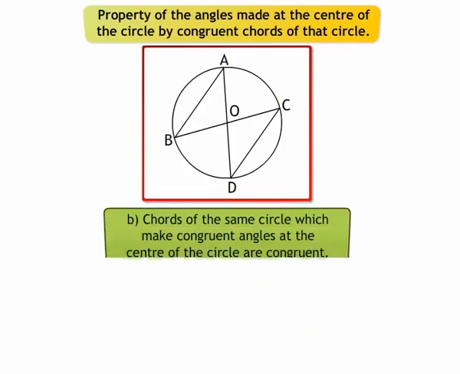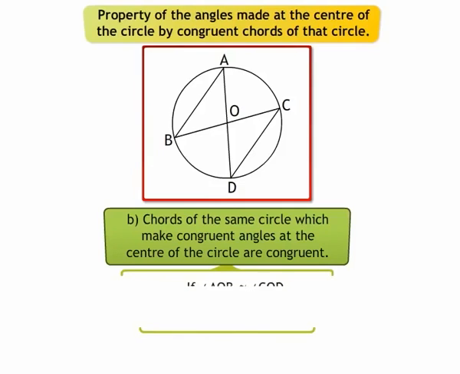B. In other words, chords of the same circle which make congruent angles at the center of the circle are congruent. That is, if angle AOB is congruent to angle COD, then chord AB is congruent to chord CD.